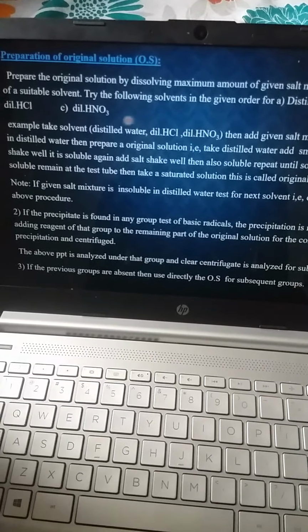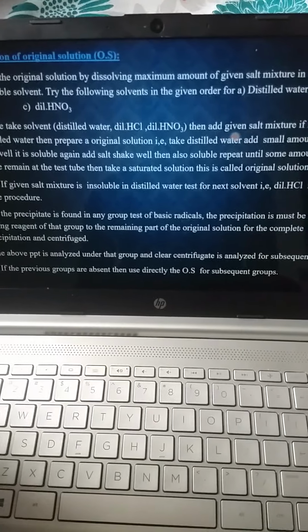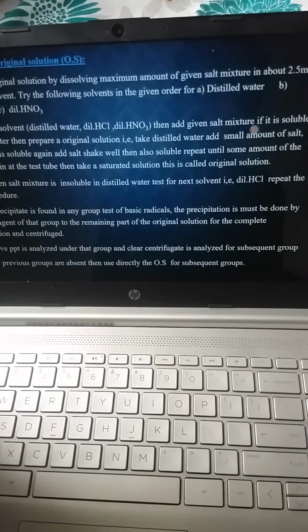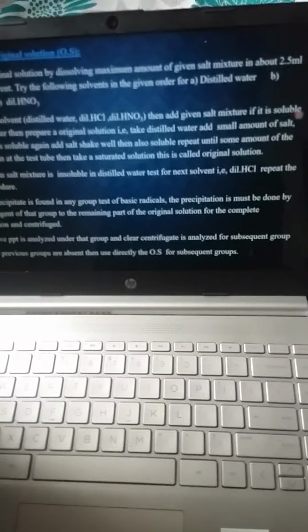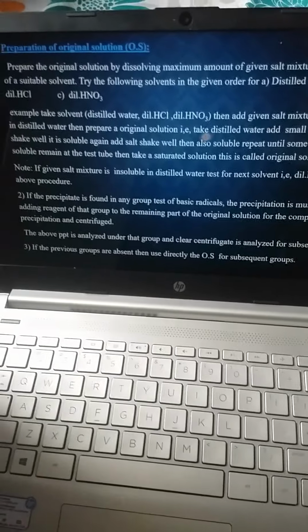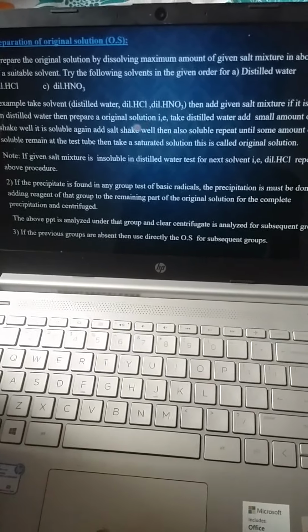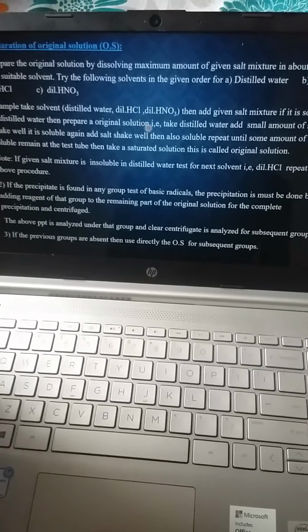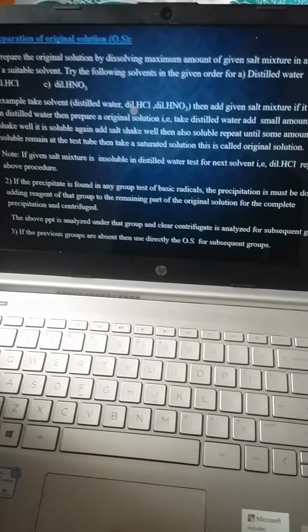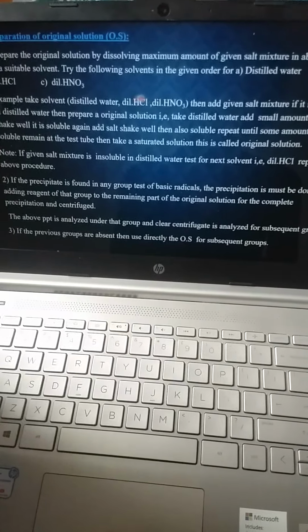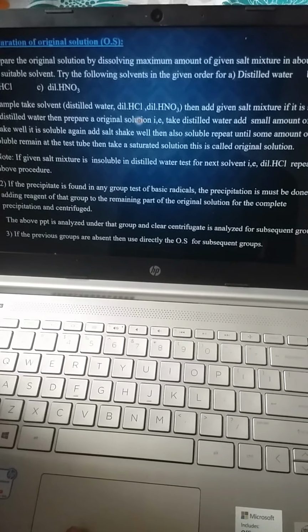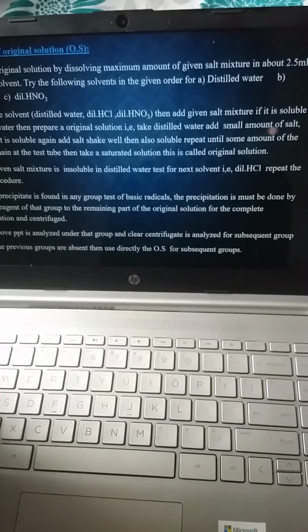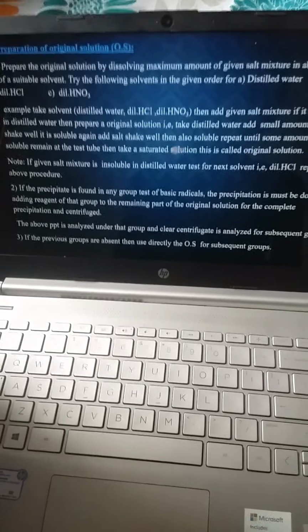I will use distilled water in a test tube and add a small amount of the salt mixture. After adding the salt mixture to the distilled water, observe: if it is soluble in distilled water, then prepare the original solution. Remember, only if it is soluble in distilled water will we prepare the original solution. That means, take distilled water, add a small amount of the salt, and shake well.